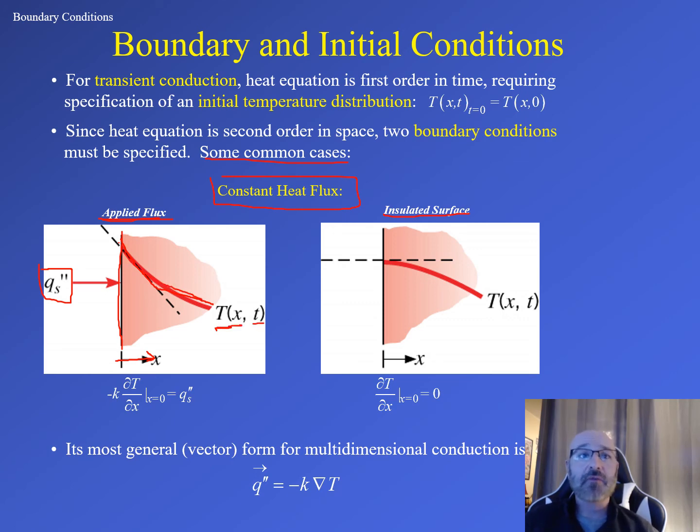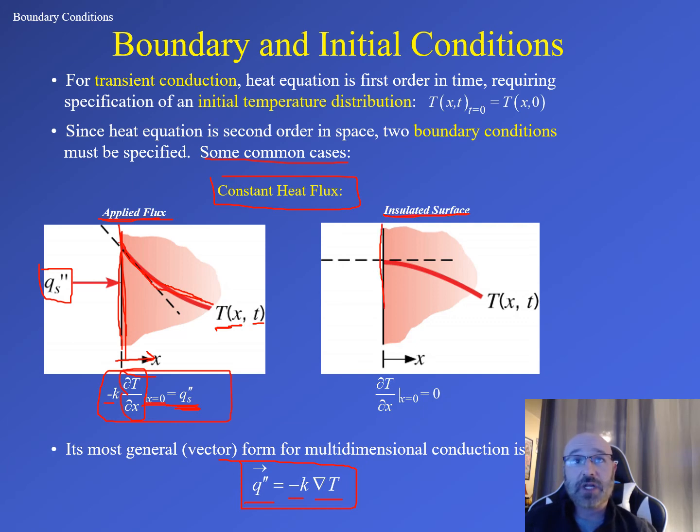And if we recall our general vector form for heat flux for multi-dimensional conduction, we had that our heat flux was equal to negative k del T. So we have this relationship for our applied flux at this surface. When x is equal to 0, which means we're right at the surface where the heat flux is applied, our heat flux there is equal to negative k times dT/dx. We plug in x equals 0, and that is just our heat flux at our surface.